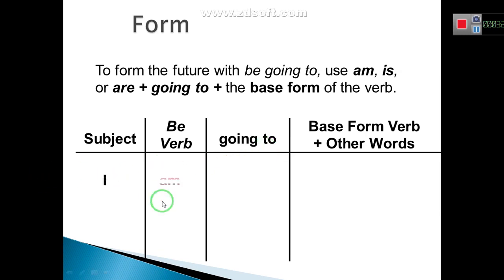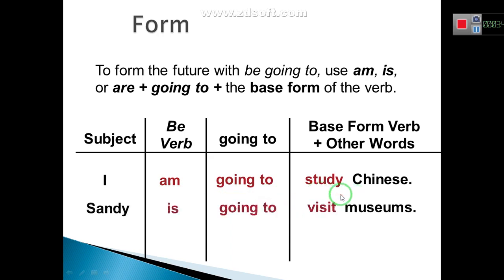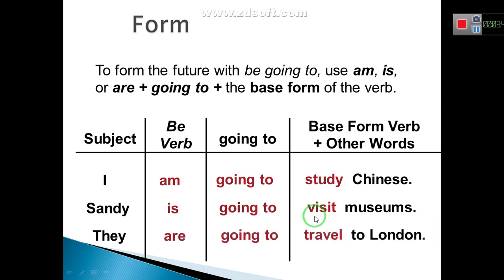Let's see the example. I am going to study Chinese. I am going to. I am. After I, the subject, verb be am, going to. Study is the base form. Sandy is going to visit museums. Sandy is going to, and visit is the verb. They are going to travel to London. They, subject, are, verb be, and going to, and the base form of the verb, which is travel.